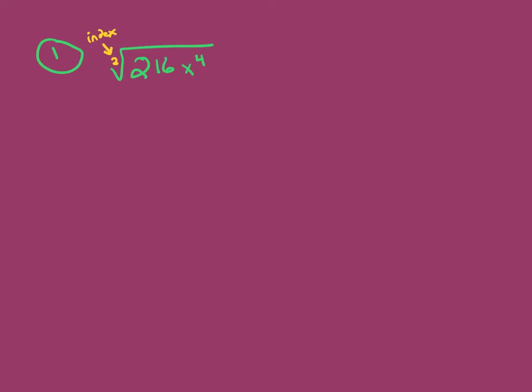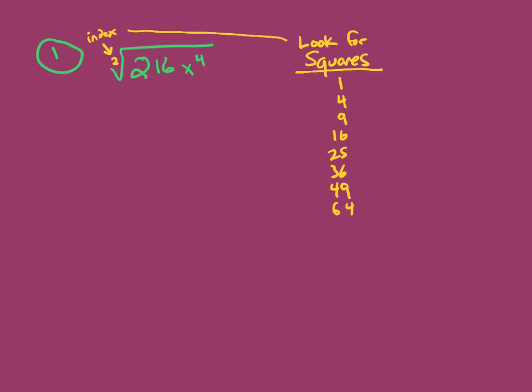So in this case, if we're going to simplify this, we're going to look for squares, because the index is 2. So if you've got your list of squares, 1 squared, 2 squared, 3 squared, 4 squared, 5 squared, 6 squared, 7 squared, 8 squared, 9 squared, 10 squared.